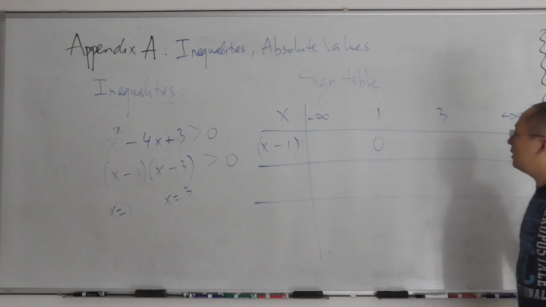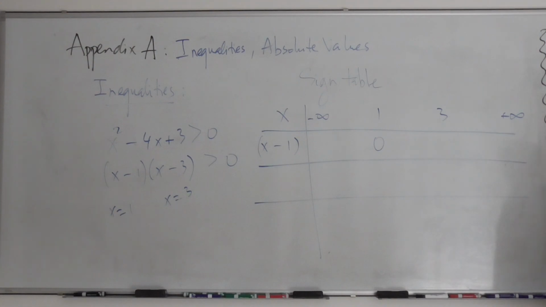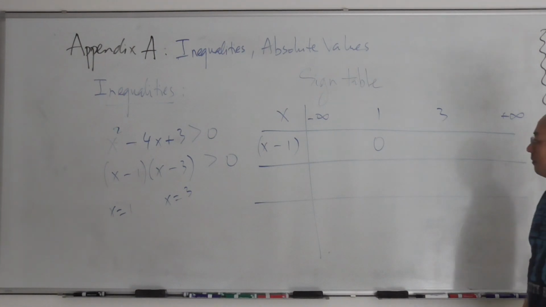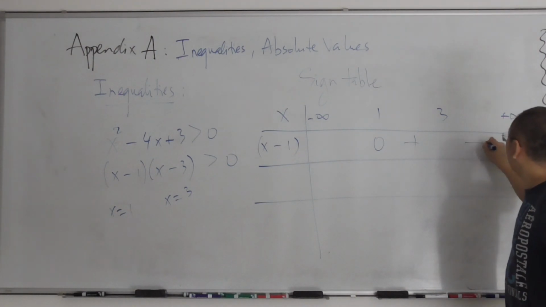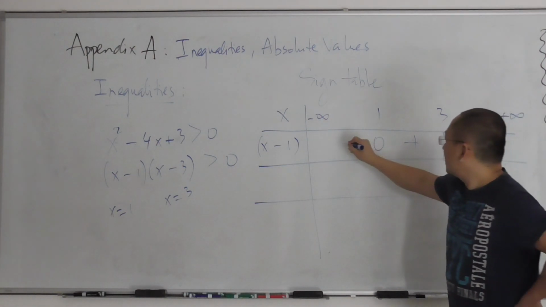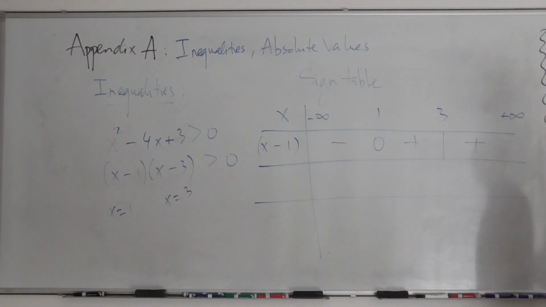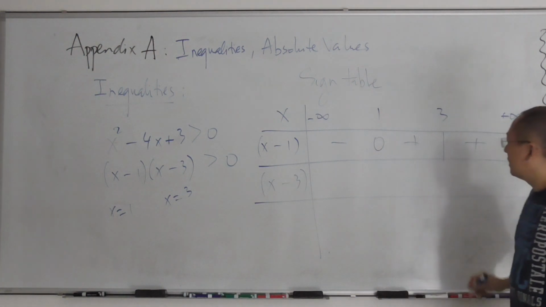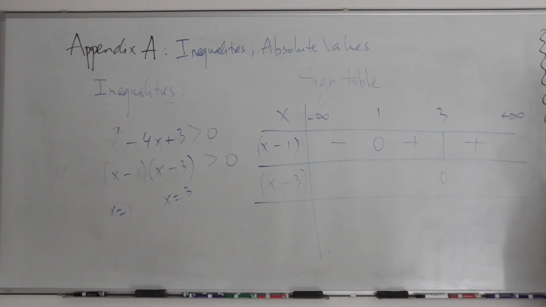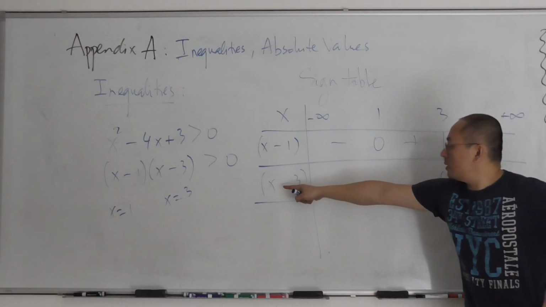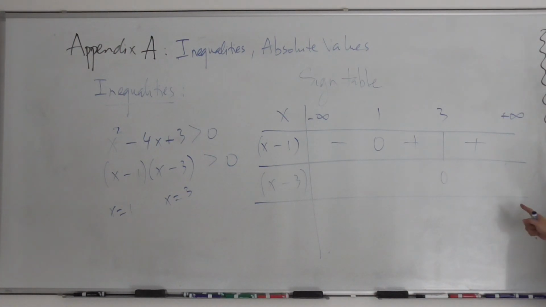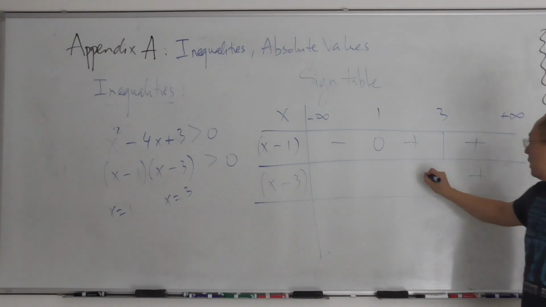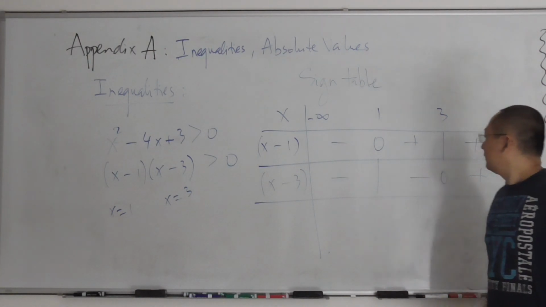Obviously, x equal to 1 is where it's 0. What if x is bigger than 1? Bigger than 1, then it's going to be positive. Less than 1, it will be negative. The second factor is x minus 3. The zero is at x equal to 3, right? X minus 3 means 3 minus 3, 0. Bigger than 3, positive. Less than 3, negative.